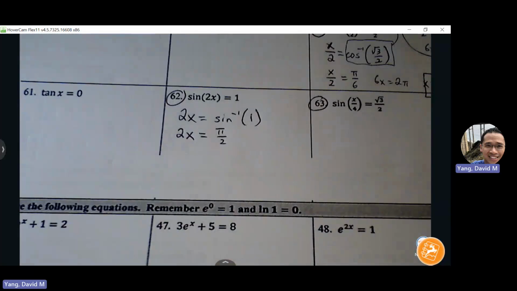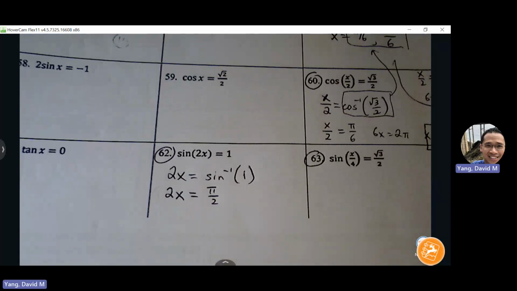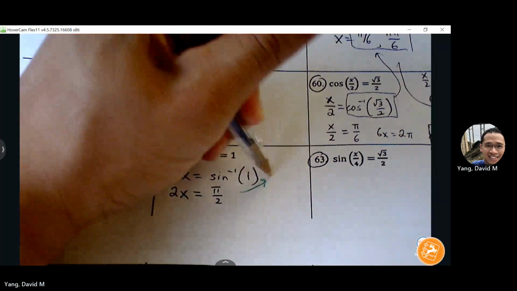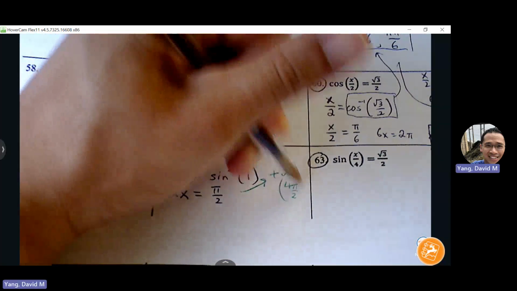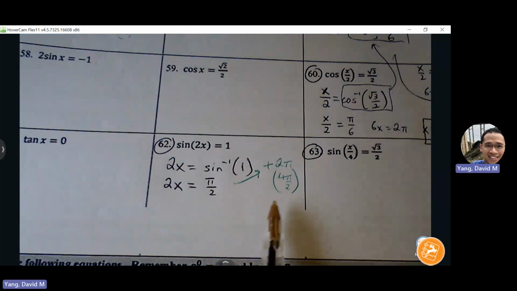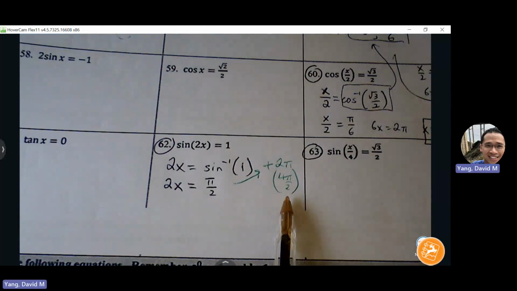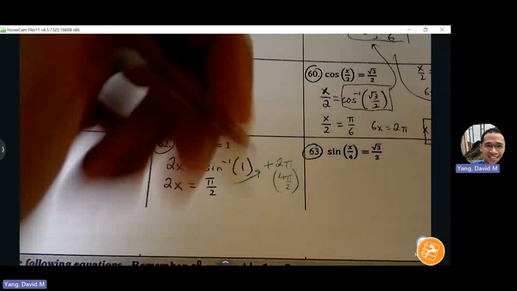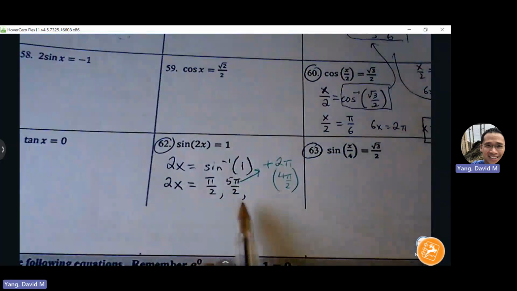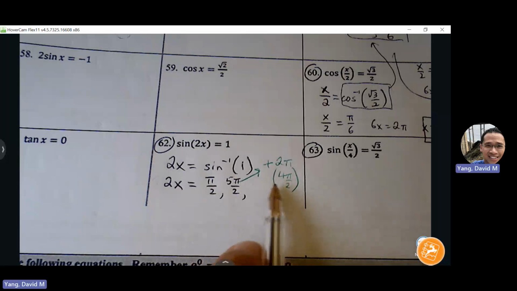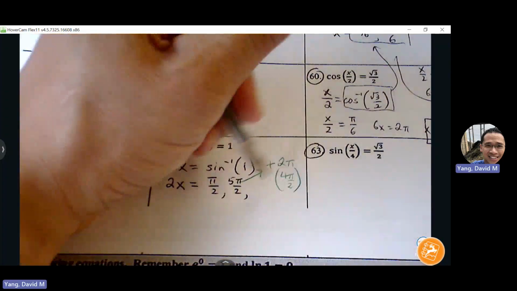And we can always find coterminal angles by adding 2 pi. Adding 2 pi, in this case, to match the common denominator, will be the same thing as adding 4 pi over 2. So I'm going to say 5 pi over 2 as a potential solution. If I go one step further, I want to make sure I have more than enough so that I don't accidentally miss something. So if I keep going, I could also have 9 pi over 2.